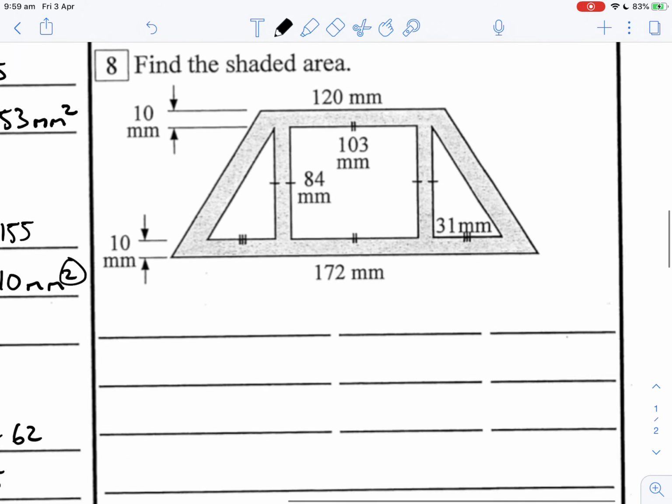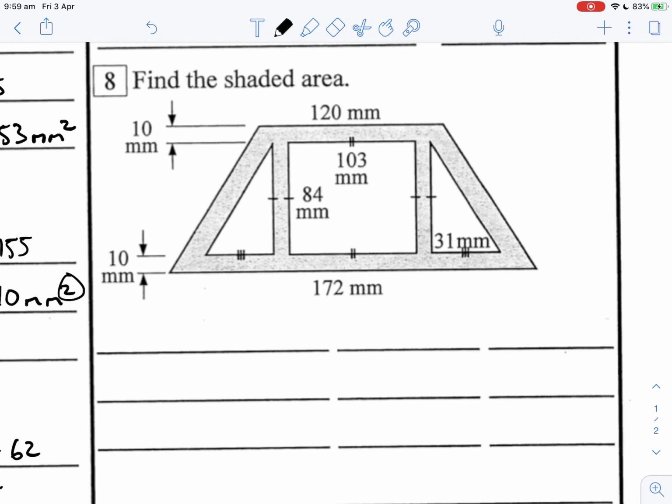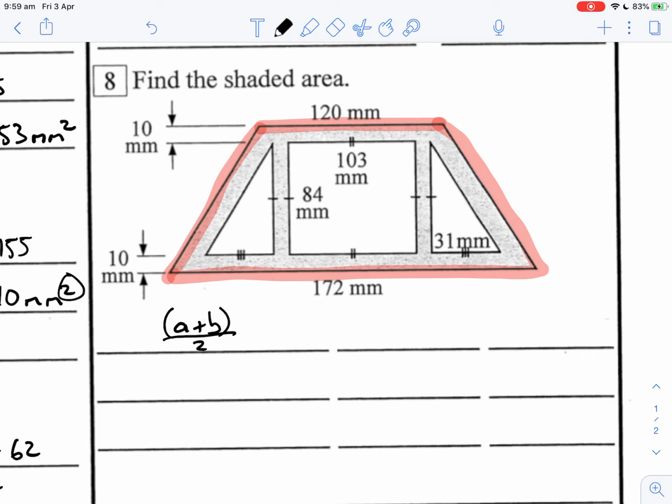Okay. Now this one's just getting nasty, isn't it? It looks horrible, but it's not nearly as bad as it seems. If you look at this one, what we've got initially is a great big trapezium. So that's going to be that trapezium formula, the A plus B. I'm going to write that down again for you. So the trapezium is A plus B, where A and B are your 2 parallel sides. You divide those by 2.